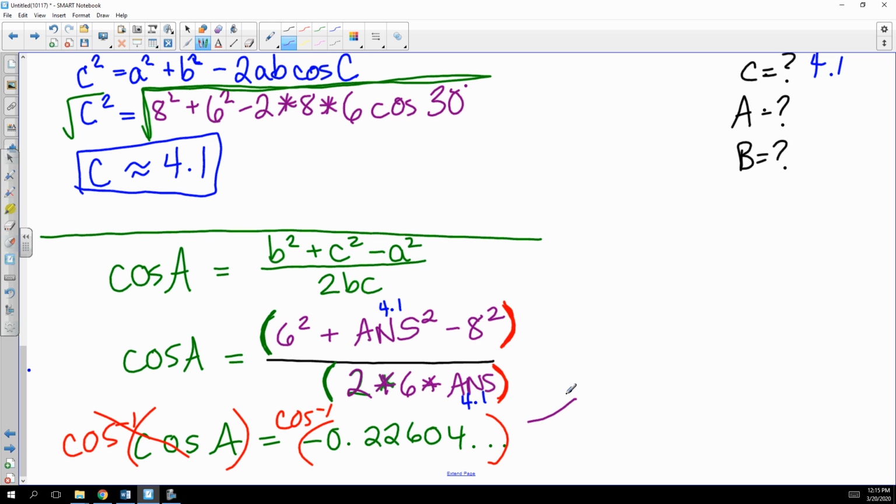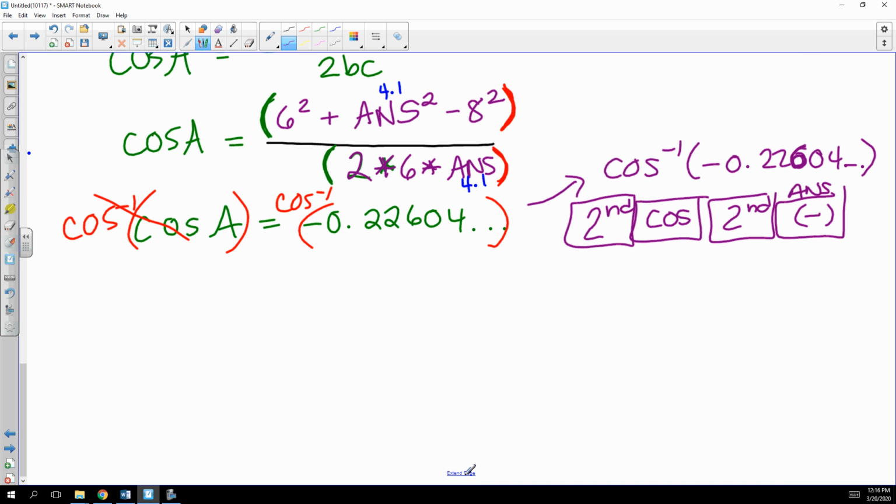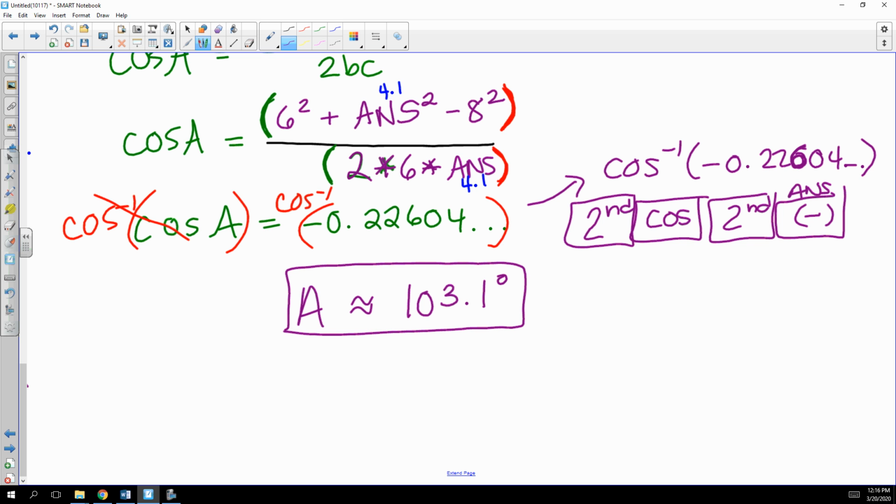So what my final thing is going to be is inverse cosine of the answer that you had, which was the negative 0.22604, yada, yada, yada. All I'm pressing on my calculator is second, and then cosine, and then second, and then that answer key, which is the negative key at the bottom. Don't forget that's what that is. Okay, and that's taking that answer, and that's going to find the measure of angle A. And so A is approximately 103.1 degrees.